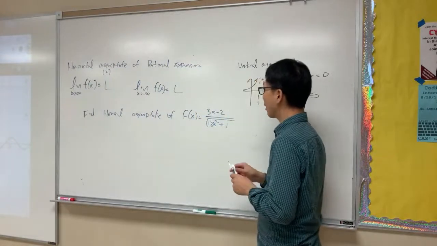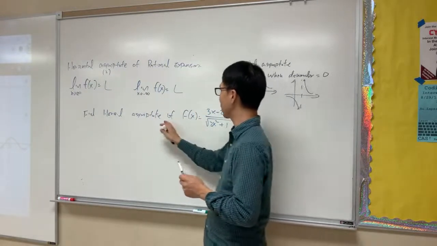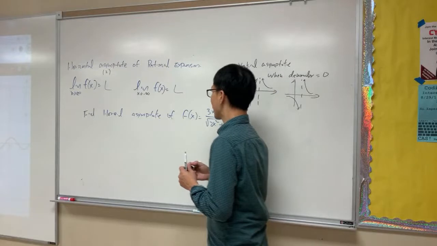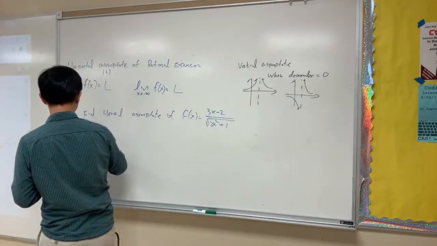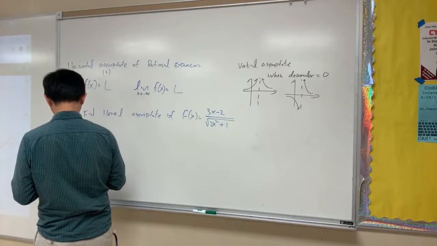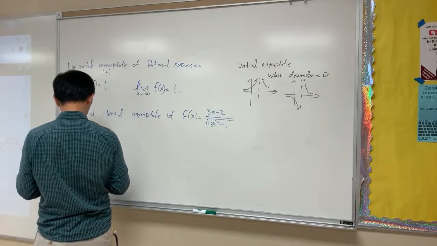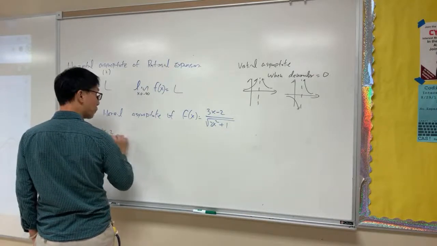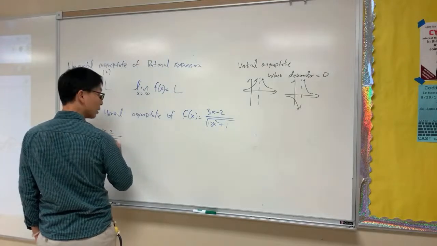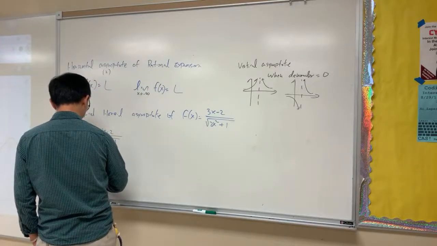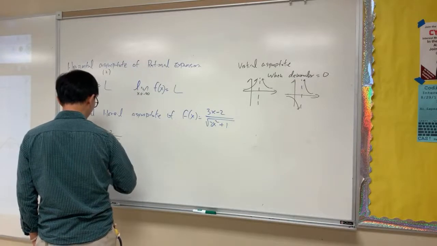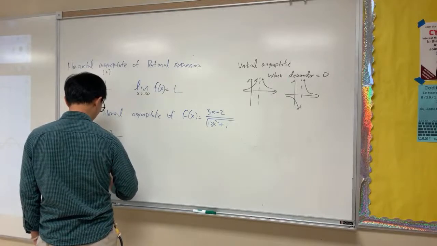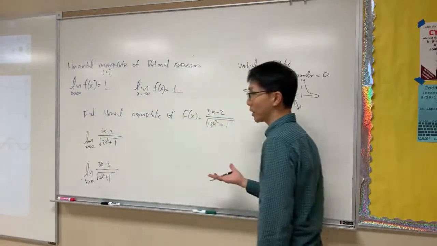Now in this case, find the horizontal asymptote of f of x equals 3x minus 2 over the square root of 2x squared plus 1. I'm going to go to two situations: the limit as x approaches infinity of (3x minus 2) over the square root of (2x squared plus 1), and the limit as x approaches negative infinity of (3x minus 2) over the square root of (2x squared plus 1). So you're going to reach 2 possible situations.